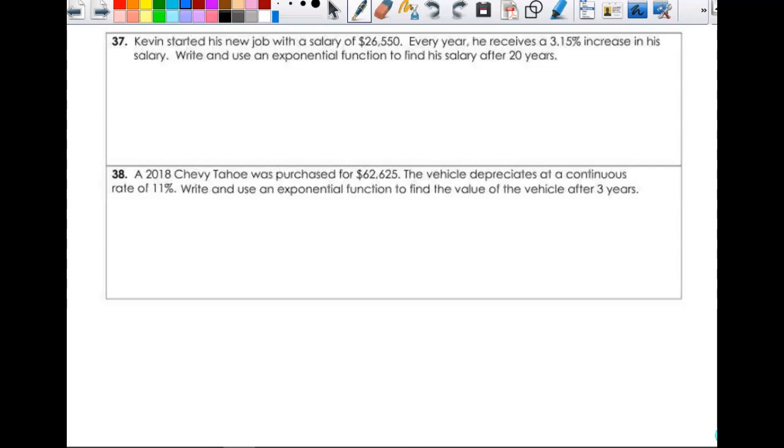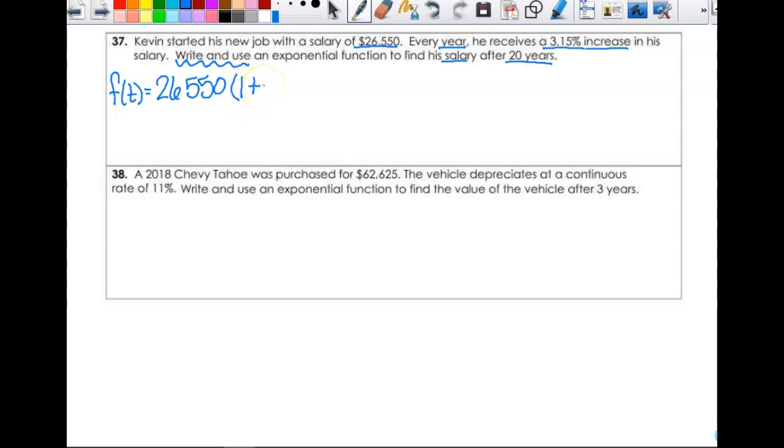All right, so it says Kevin started his new job with a salary of $26,550 every year. So here's his initial. Every year, he receives a 3.15% increase in his salary. Write and use an exponential function to find his salary after 20 years. So this is going to be an f of t problem. My initial salary is $26,550, and it's going to be 1. This is an increase, so it's plus.